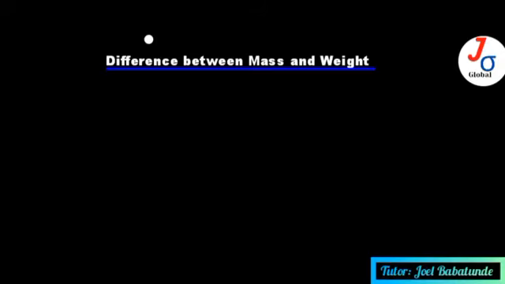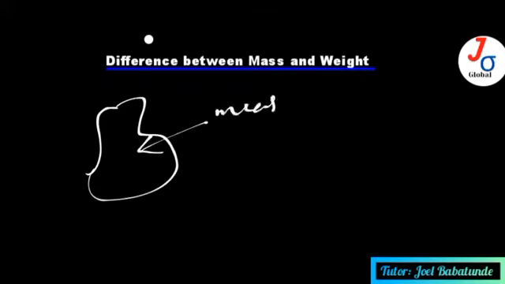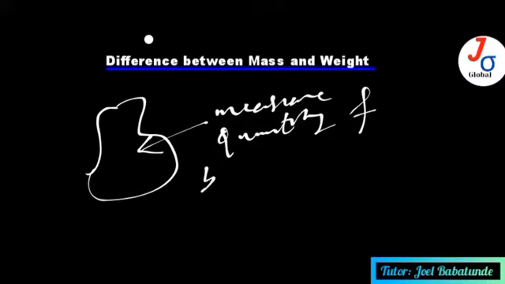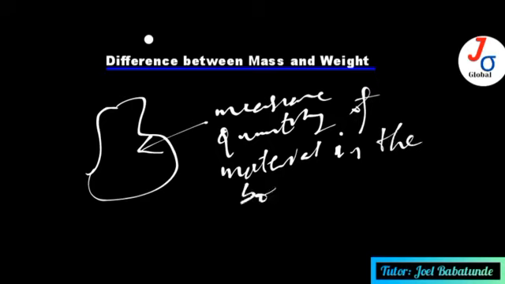The mass of a body is the measure of quantity of the material in the body. Quantity of material in the body. So how much material the body has, that's the mass.